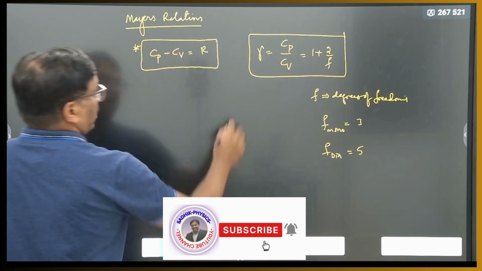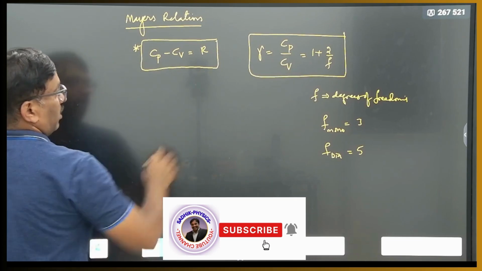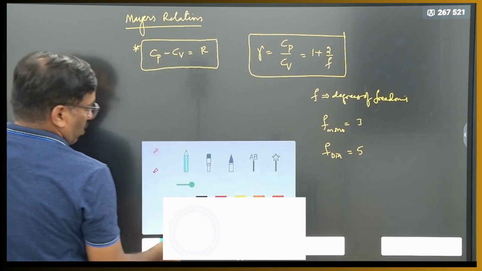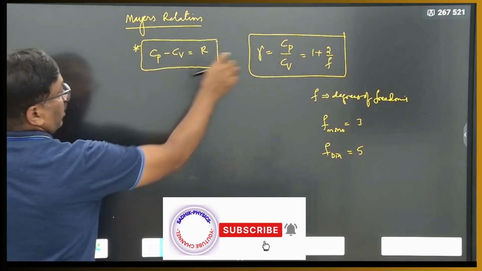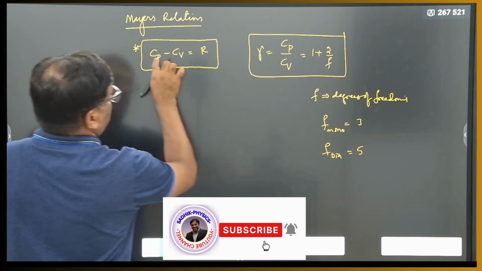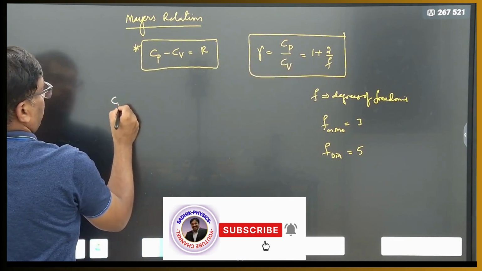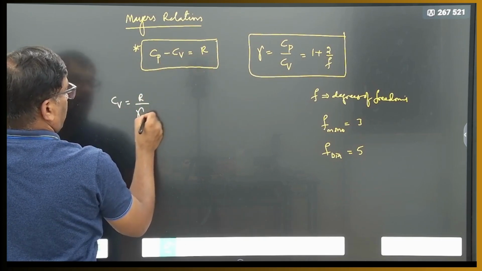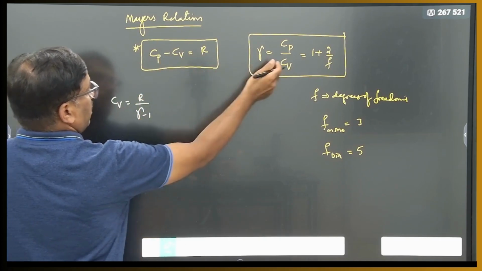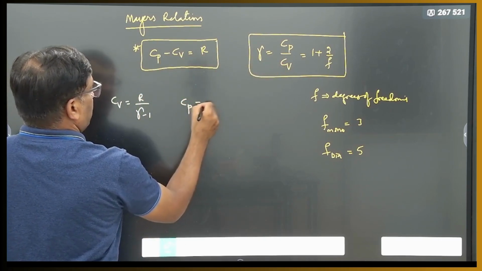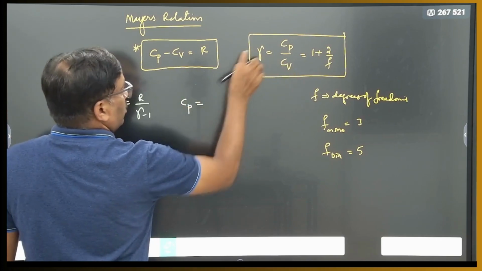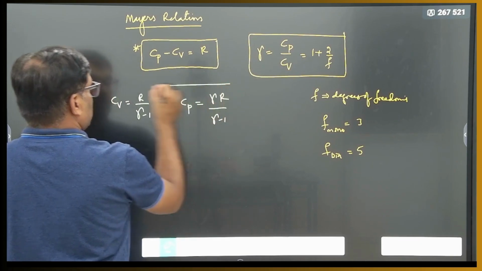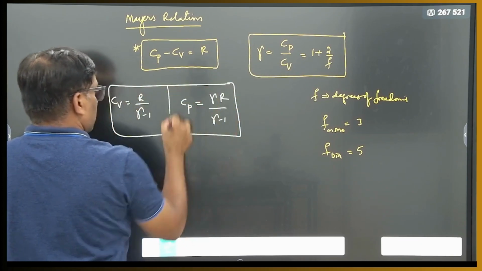Now we want to write Cp and Cv in terms of gamma. How to write it? Listen carefully. Here Cp is equal to gamma into Cv, and Cv is R by gamma minus 1. Similarly, Cp is gamma into Cv, therefore gamma into R by gamma minus 1. These are the Cp and Cv in terms of gamma.